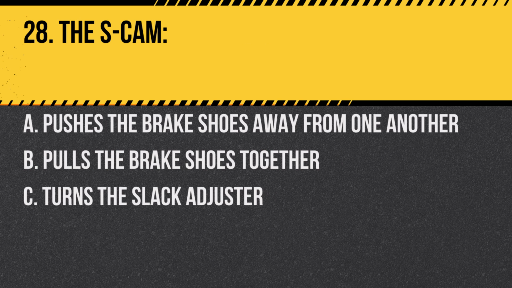Question 28. This cam. A. Pushes the brake shoes away from one another. B. Pulls the brake shoes together. C. Turns the slack adjuster. Answer. A. Pushes the brake shoes away from one another. It forces the brake shoes against the inside of the brake drum.